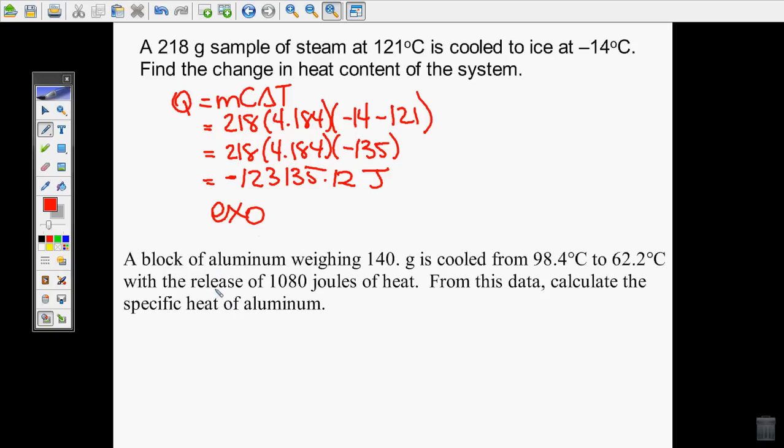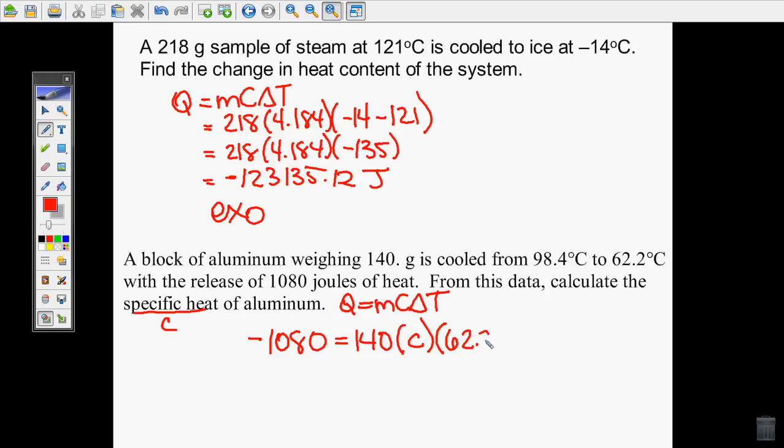A block of aluminum weighing 140 grams is cooled from 98.4 degrees Celsius to 62 with the release of 1,080 joules of heat. From this, calculate the specific heat of aluminum. Okay, so I'm going to use Q equals MCAT. And I'm wanting the specific heat, so this is C. I'm looking for C. They gave me joules of heat, and they said that it was released. So that means my Q is negative, and it released 1080 joules of heat. My mass is 140. I don't know my specific heat. That's what I'm looking for. And it was cooled from that to this, so it's always final minus initial.